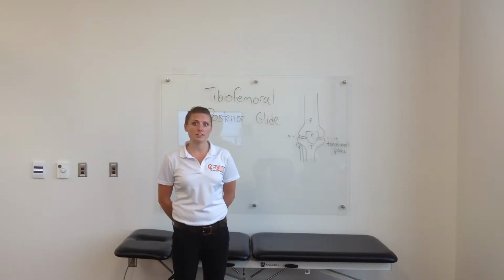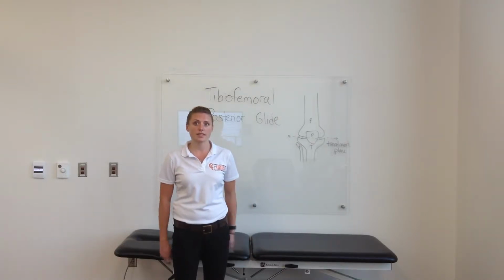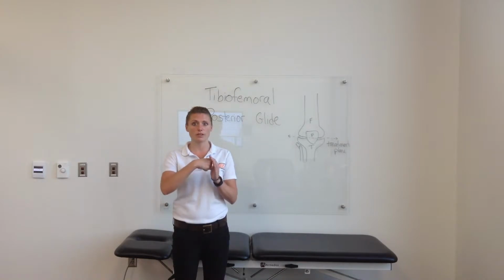Joint glides are defined as a passive movement performed with a rhythm and a grade. In the case of mobility restrictions, normal joint rolling is disrupted and usually associated with impaired joint gliding. In this case, the tibia is unable to roll and glide appropriately during knee flexion.